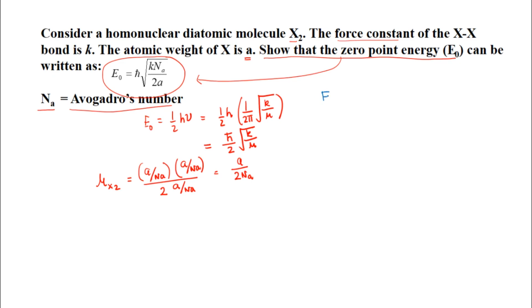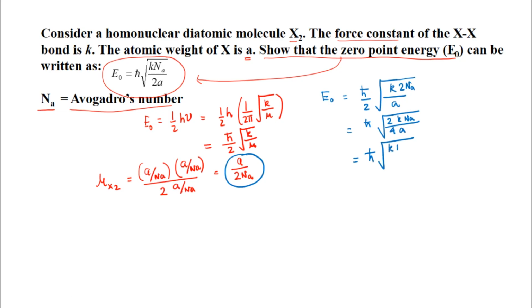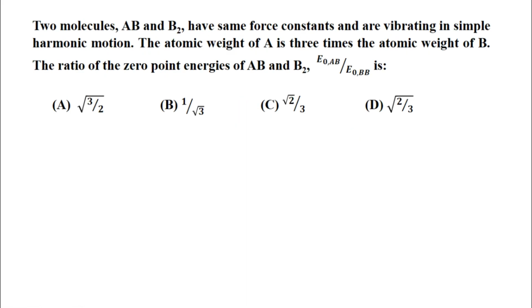So, now we can see E 0 is h cross by 2 root over k, and we will put the expression of the reduced mass, that is A divided by 2 times N A. So, we can write this as h cross root over 2 k N A divided by 4 A. So, this becomes h cross root over k N A divided by 2 A. So, the 0 point energy is given by this expression, and this is the same expression that we have been asked to show in the question. So, let us go to the second question.